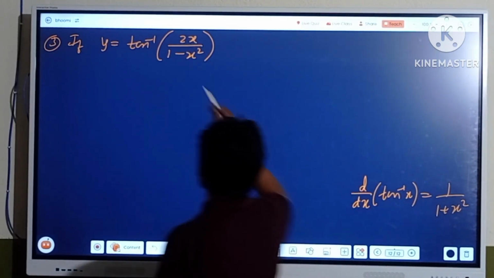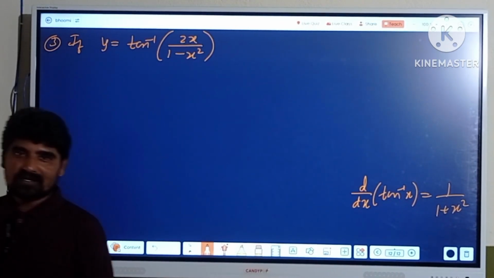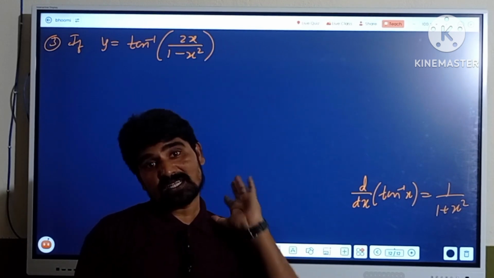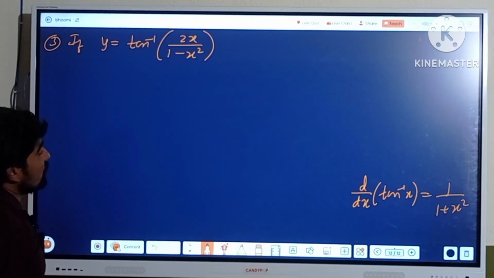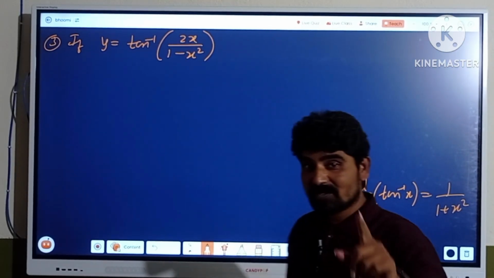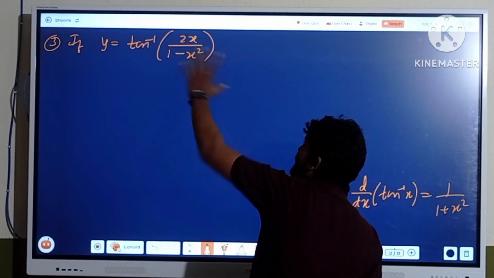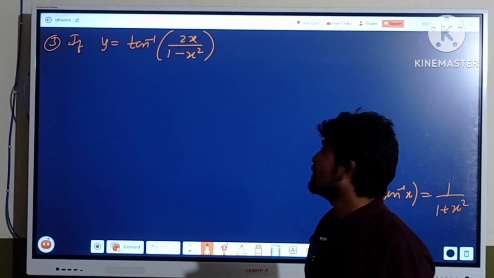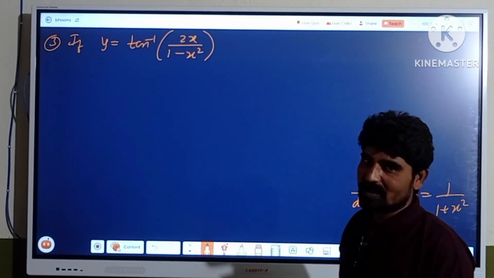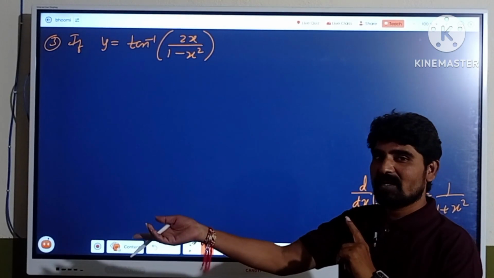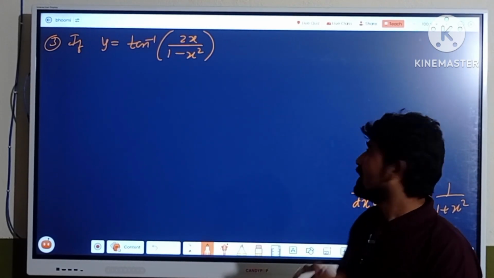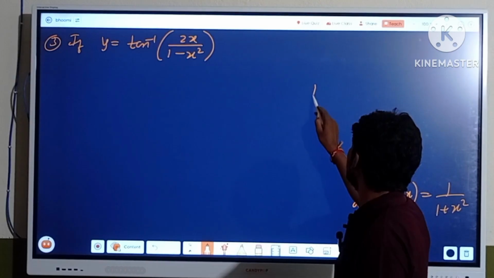But here the argument is in u by v format. So first we need to write this given inverse trigonometric function in the simplest form. To do that, first we need to observe the term inside the bracket. The term inside the bracket is 2x divided by 1 minus x square. Now recall the double angle formulas, in that the tan 2 theta formula. What is the formula for tan 2 theta?